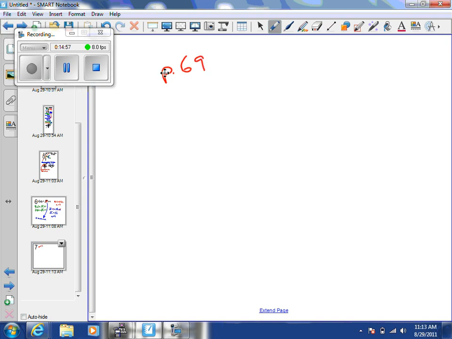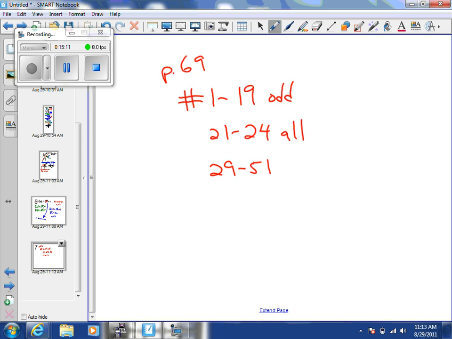All right, so what I want us to try for this particular section, section 1.6, is put this stuff to practice here on page 69. We're going to skip the vocab section at the top, but right beneath that line, we'll start with number 1, and we'll go 1 through 19 odd. I want to do 21 to 24 all.